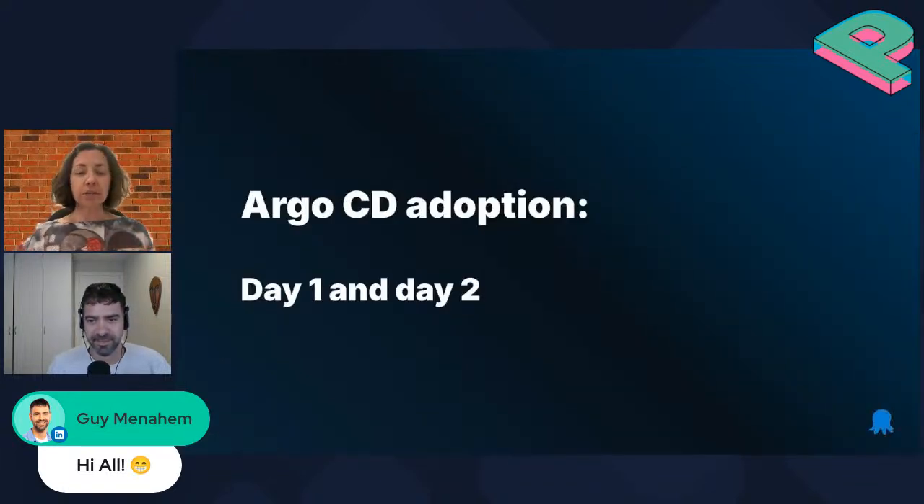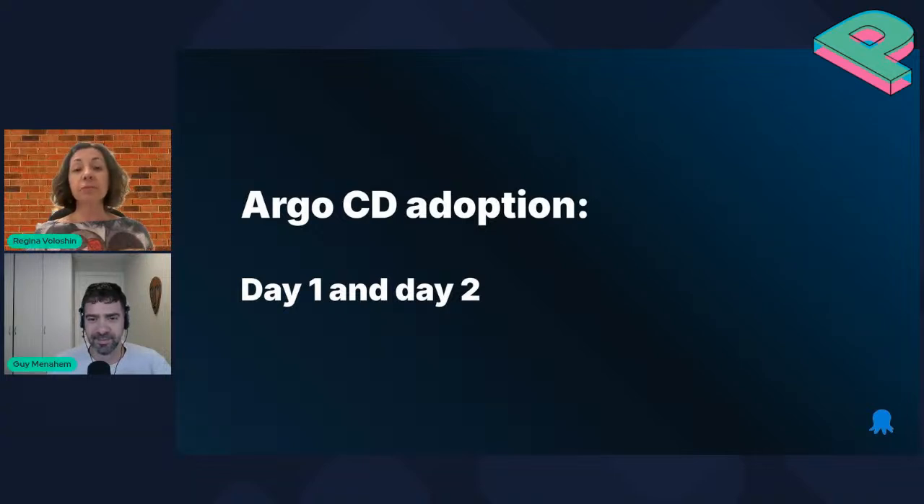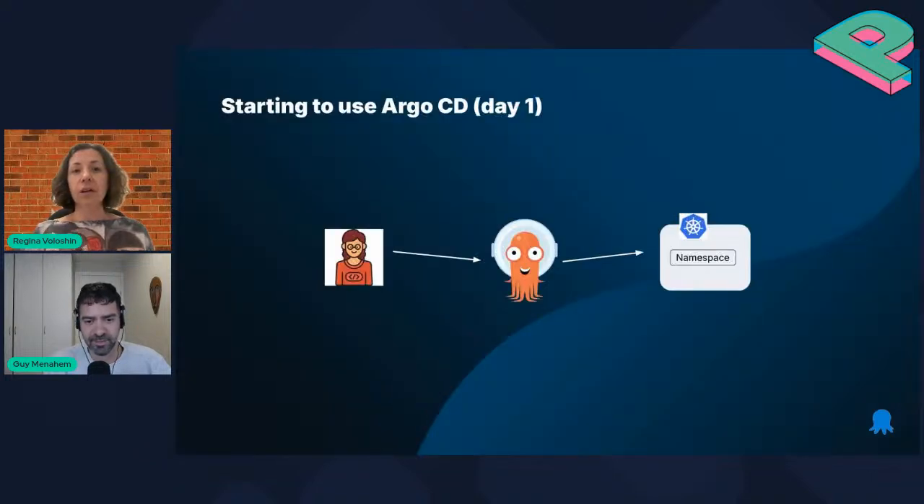So back to our topic. Today we will be talking about ArgoCD adoption at day 1 and at day 2. Day 1 is when you have just installed it, and day 2 is when your usage of ArgoCD is starting to get at scale. So typically, when we start to use ArgoCD at day 1, we have one developer that is accessing ArgoCD with one application, and that one application is installing resources to one Kubernetes cluster with one namespace. And so this scenario is single tenant, both on the left side and on the right side.